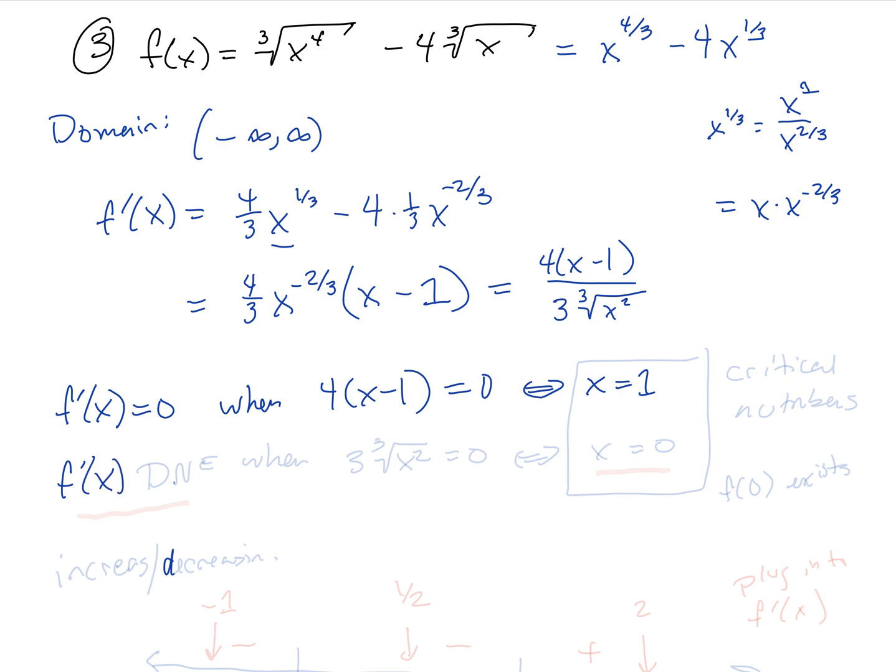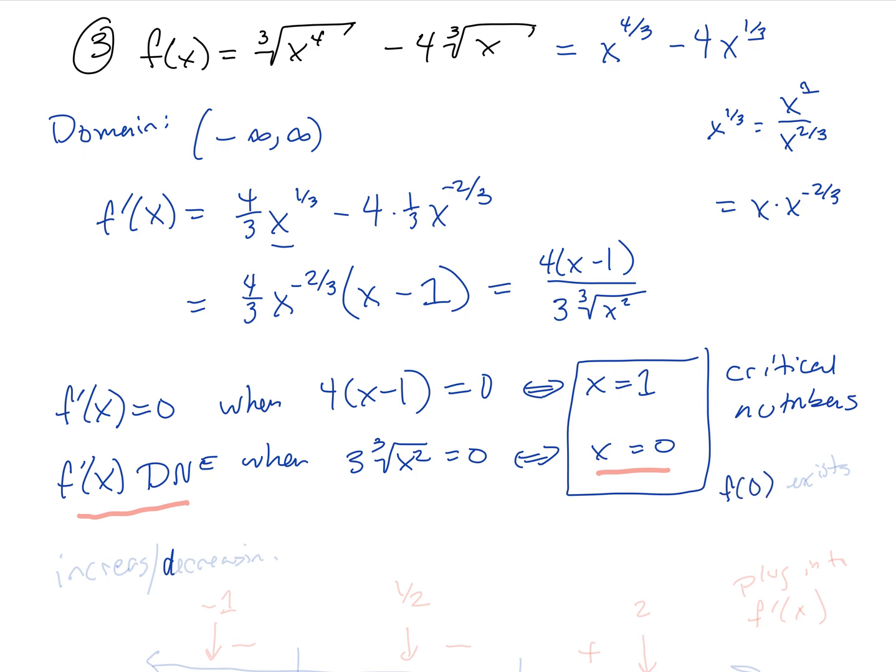F prime of x does not exist when the denominator in this case is equal to 0, when 3 times the cube root of x squared equals 0, and that happens when x is equal to 0. So these are our two critical numbers for this function. And observe that at both of those points, the original function is defined. So while at x equals 0, f prime of x does not exist, observe that f of 0 does exist. F of 0, the cube root of 0 to the 4th minus 4 times the cube root of 0 exists. So this is truly a critical number.